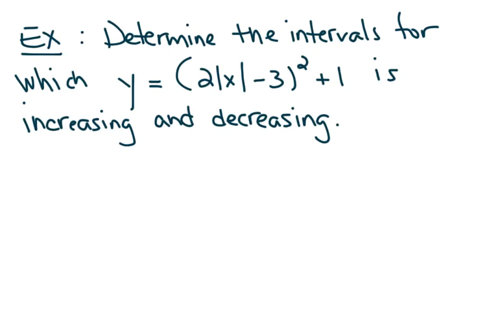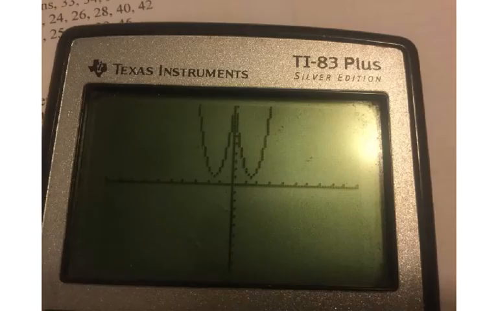So let's do another problem where we're going to determine the intervals for which the graph of y equals 2 times the absolute value of x minus 3 squared plus 1 is increasing and decreasing. So first we're going to plug it into our calculator. Please type it in as is. Make sure you use the parentheses. Don't forget the absolute value of x. And then this is the graph that we see.